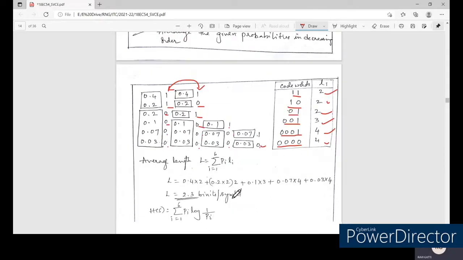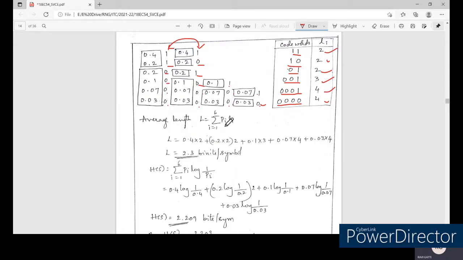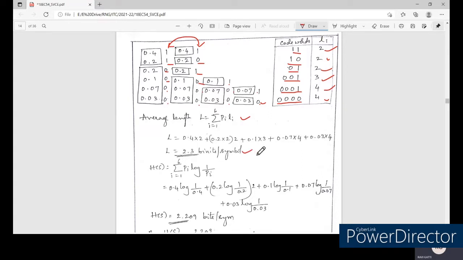So what you can do is find the average length, that is the summation of Li into Pi. Pi is nothing but these probability values, and Li is the code word length. If you do the summation and substitute all these values, you will be getting L equal to 2.3 bits per symbol.